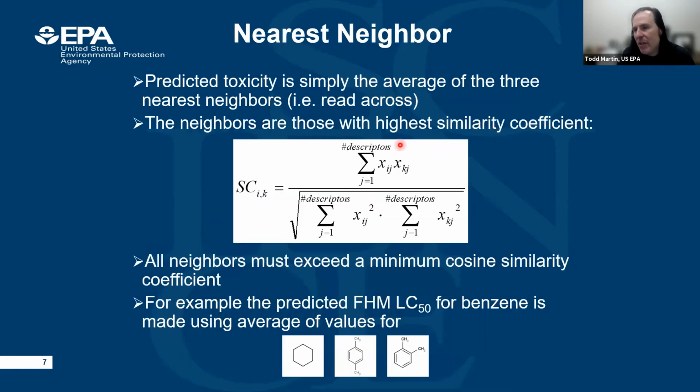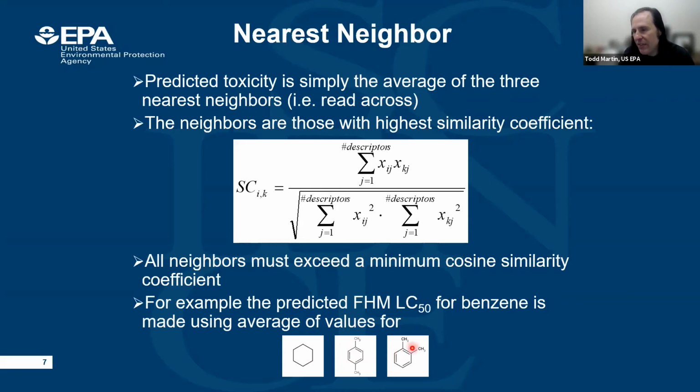Nearest neighbor method is basically an analog read across approach. So if you want to make a prediction for a chemical, you just find the 3 most similar chemicals in the training set, take an average, and that's your prediction. So if you want to make a prediction for benzene, these 3 chemicals would be the most similar. Then you just take the average of the toxicity of those, and there you go.